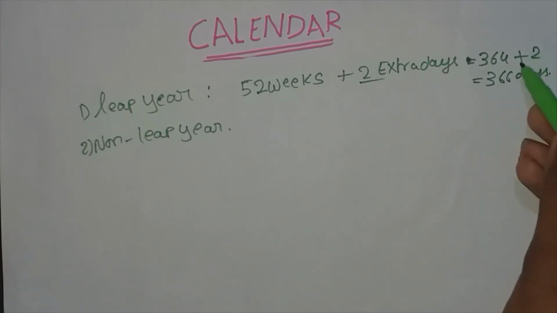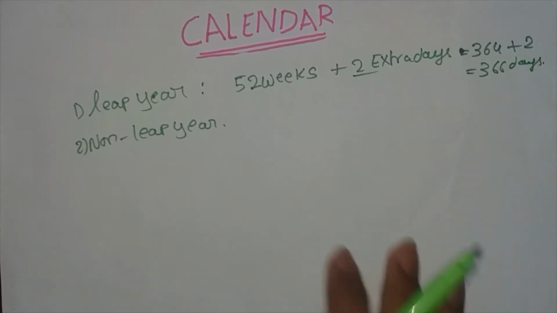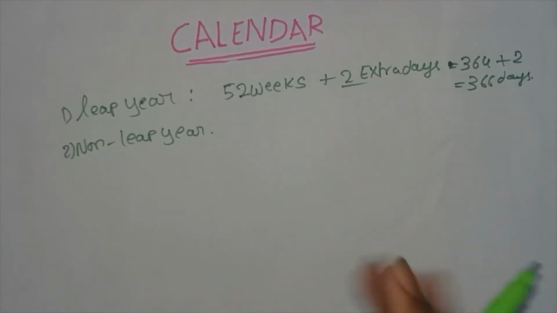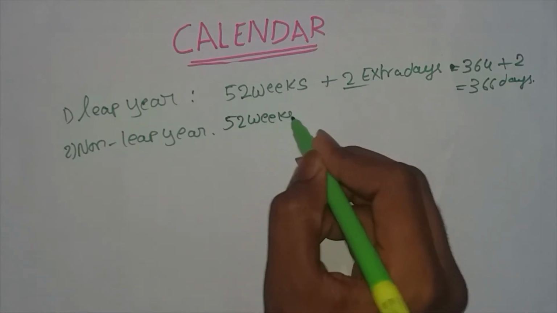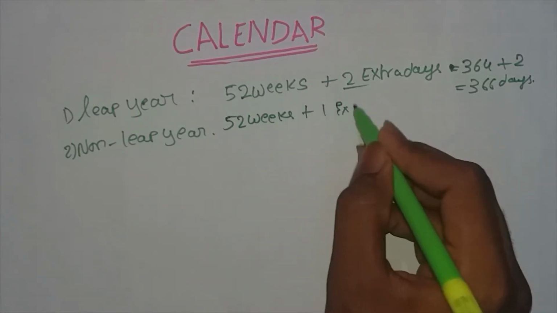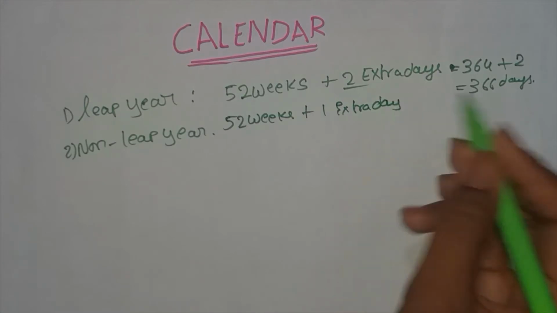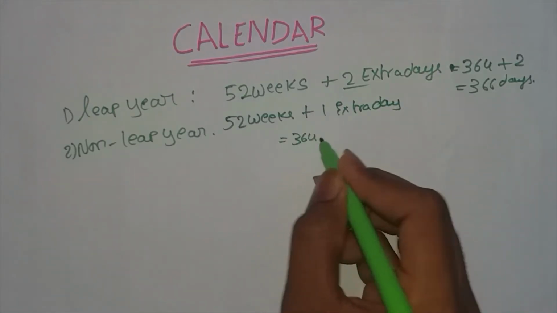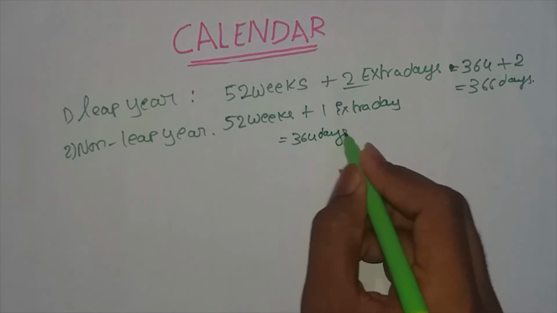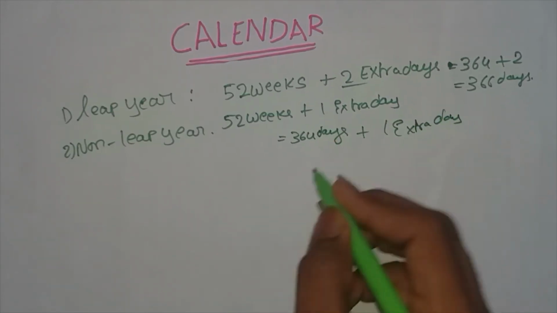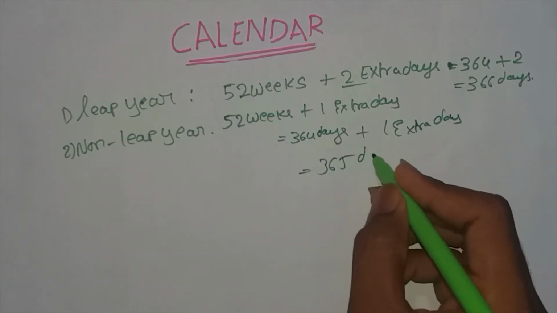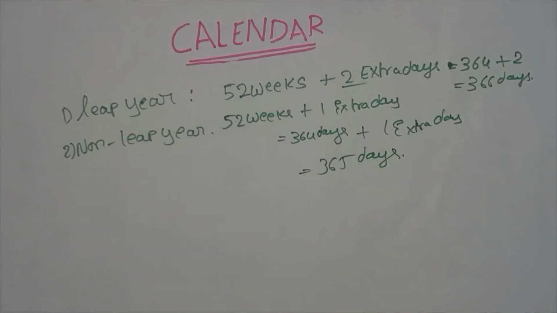The one extra day is added in the month of February. So what is meant by a non-leap year? A non-leap year means 52 complete weeks plus 1 extra day. That means 364 days plus 1 extra day gives you 365 days. This is the basic difference between a leap year and a non-leap year that everyone should know.